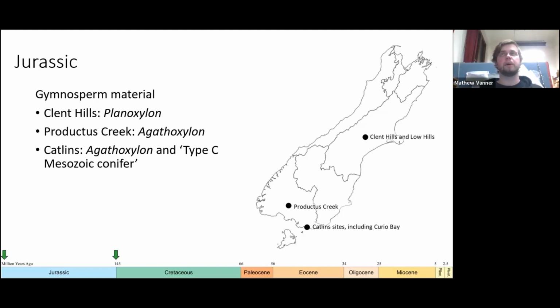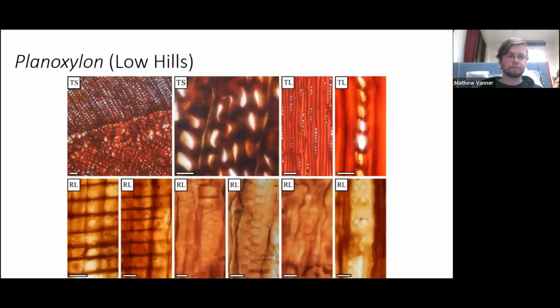At the Cleet Hills, I identified this weird Mesozoic conifer called Planoxylon. At Productus Creek, I identified Agathoxylon, which I also identified from the Catlins, along with this type C Mesozoic conifer, which is basically just a conifer that has podocarpoid features, but cannot be related to any specific Mesozoic coniferous genera.